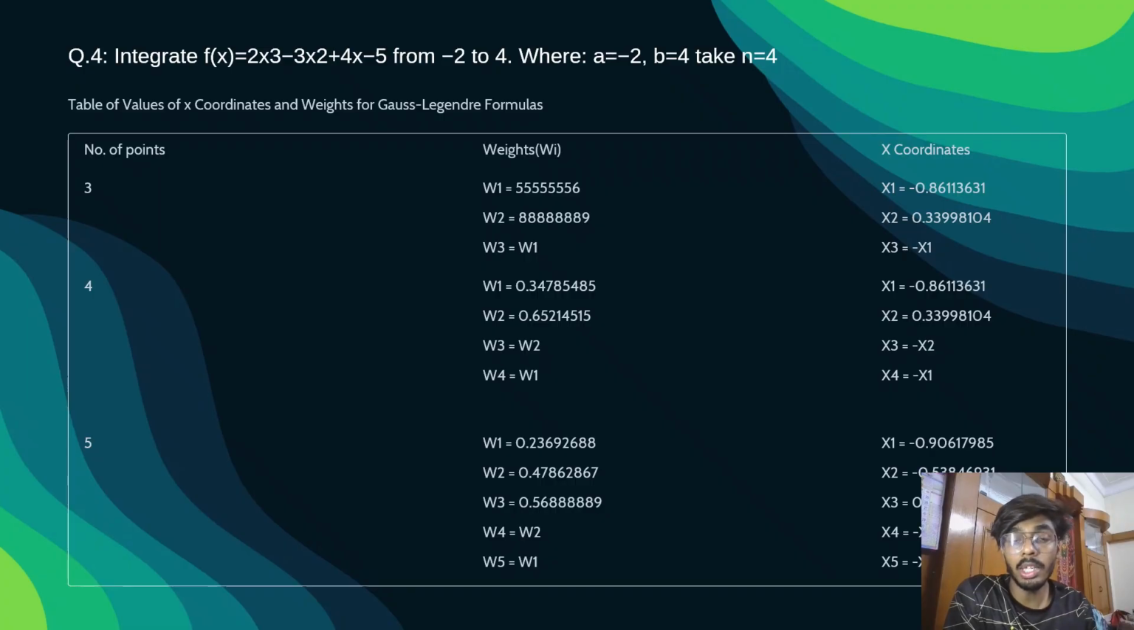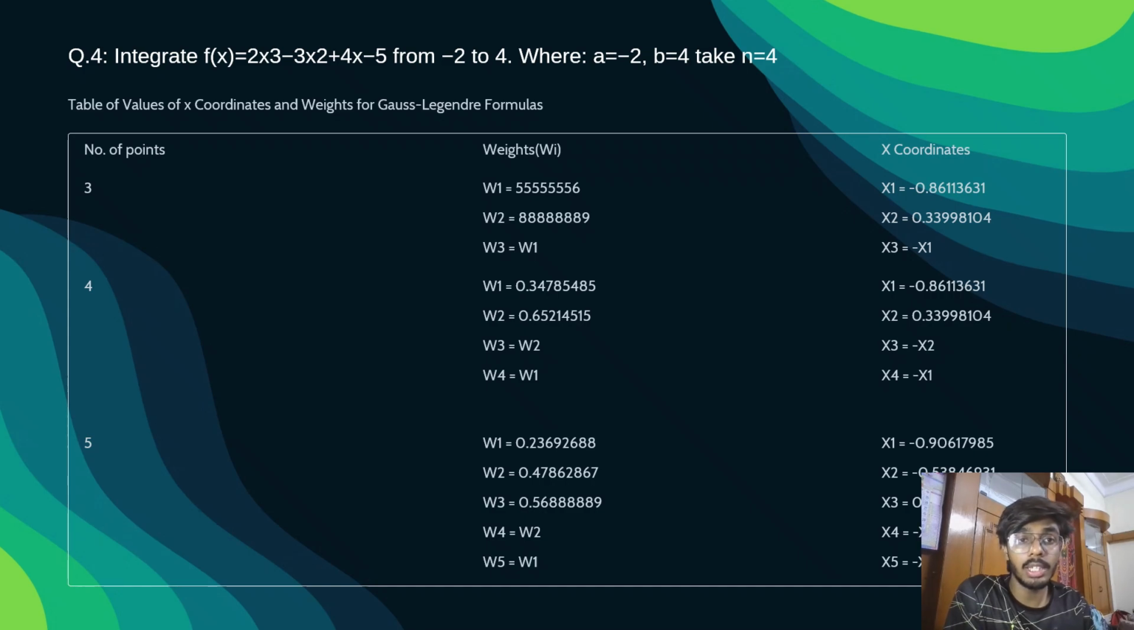The fourth question states that integrate f of x, 2x cube minus 3x square plus 4x minus 5, from the range minus 2 to 4, where a is given minus 2, b is given 4, and we have to take n equals to 4. Using the Gauss-Legendre formula, we need to find weights: for the given number of points, 3 for the respective value, 4 for the respective weights, and 5 for the respective weights.